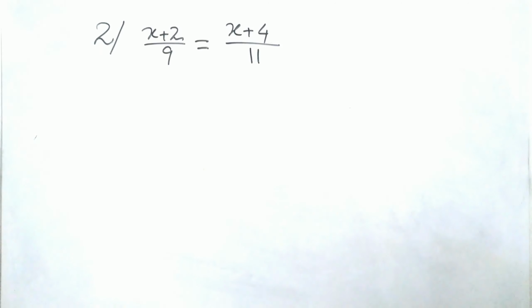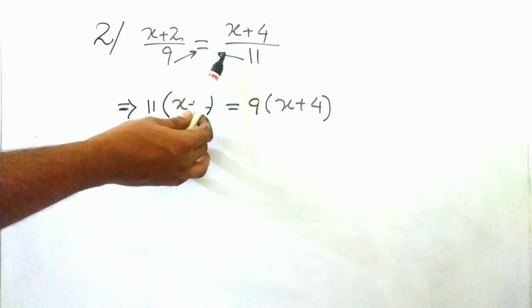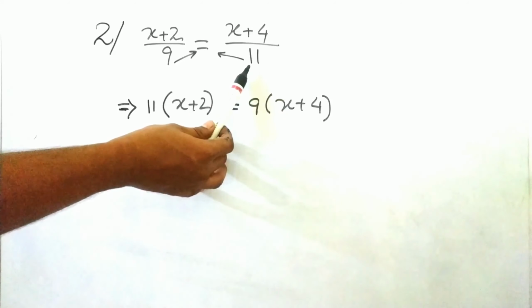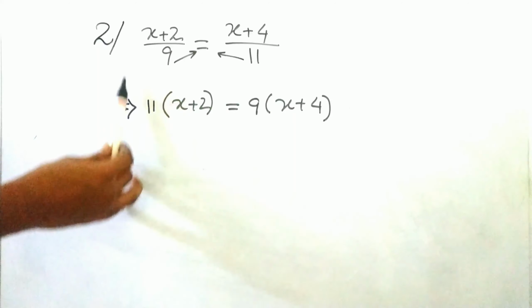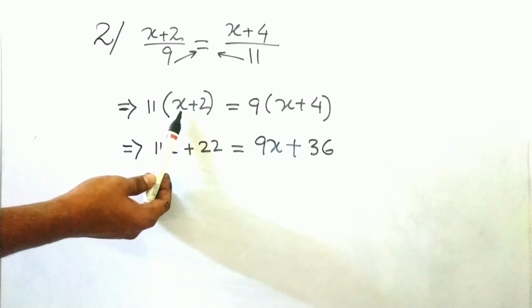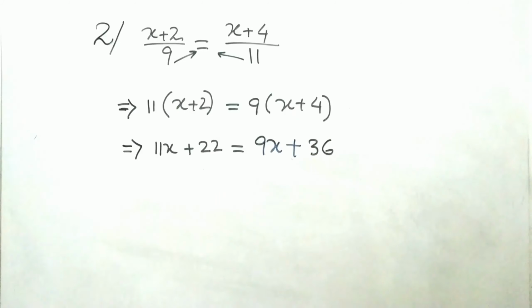The next problem is x plus 2 by 9 is equal to x plus 4 by 11. So here we shall go for the cross multiplication process. See, this 9 is in the denominator, so it will go to the right hand side and it will be multiplied with x plus 4, and similarly this 11 is the denominator, so it will go to the left hand side and it will be multiplied with x plus 2. After that these brackets will be opened, and to remove that this 11 will be multiplied with each term in the bracket, and similarly this 9 will be multiplied with each term in the bracket.